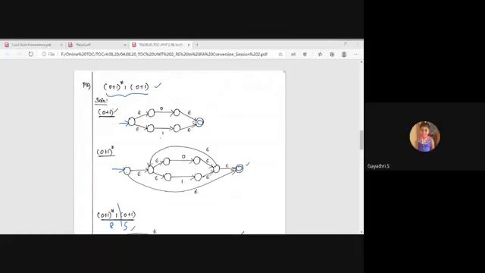The three conditions are there should be exactly one accepting state, no arcs into the initial state, and no arcs out of the accepting state.